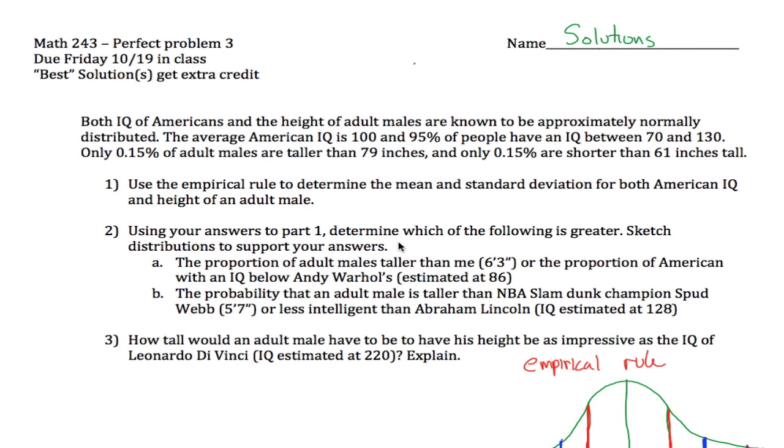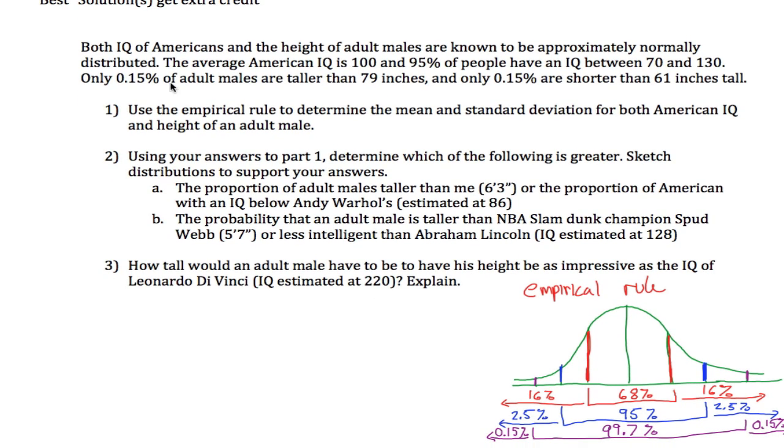Alright, here are our solutions to perfect problem 3 from Math 243. We're given some information about the distribution of IQ for Americans and height for adult males. Basically what it says is they're both approximately normal, and then it gives some information from which we can figure out the mean and the standard deviation.